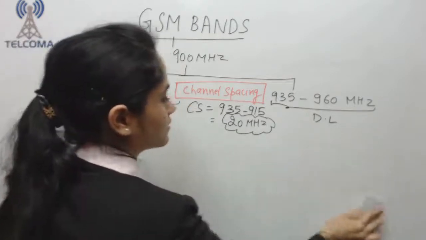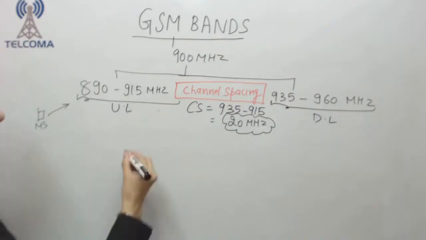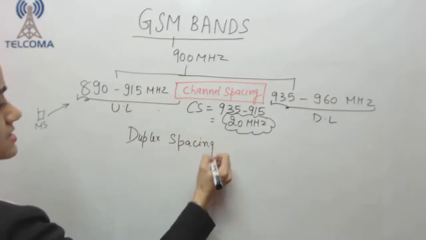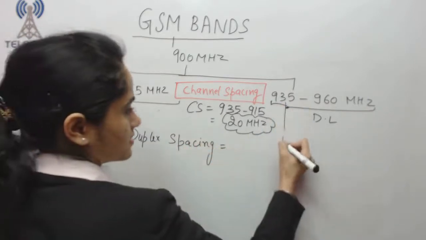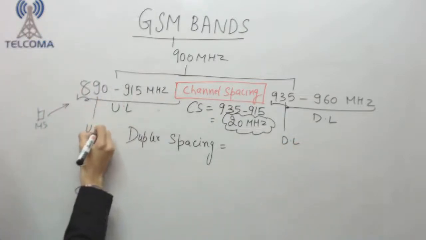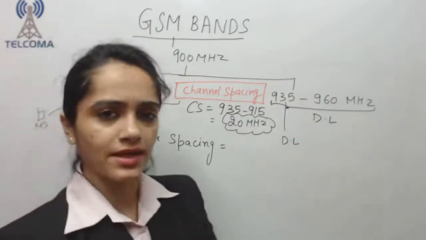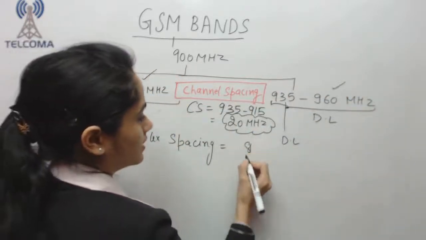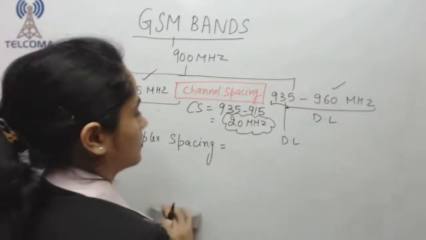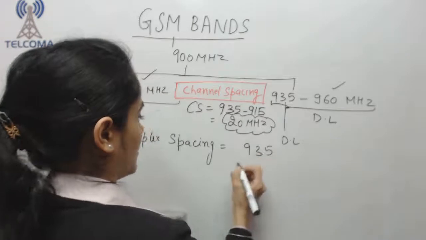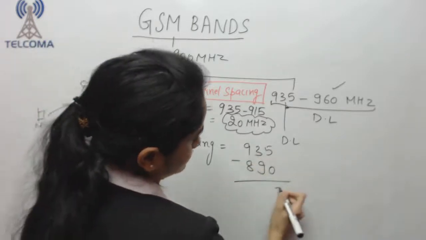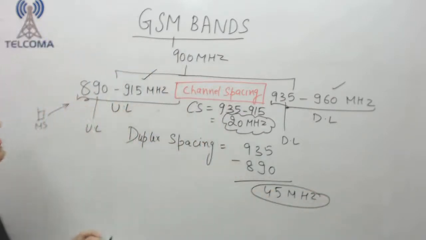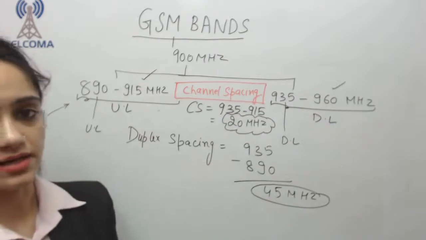Other than this, we have the concept of duplex spacing. Duplex spacing is basically the space between the first uplink and first downlink. It will be the same from last to last, because we require a dual carrier for uplink and downlink. Here we have 935 minus 890, which comes as 45 megahertz. So 45 megahertz duplex spacing is there in this 900 megahertz band.